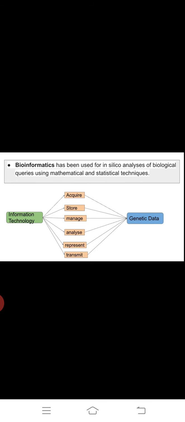In simple words, I could say bioinformatics is used for in silico analysis of biological queries using mathematical and statistical techniques. That is, it is the use of information technology to acquire, store, manage, analyze, represent, and transmit genetic data.